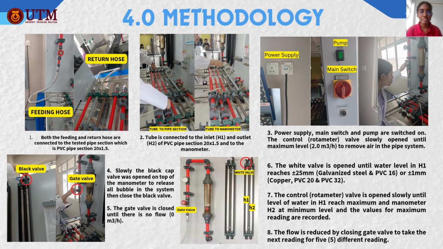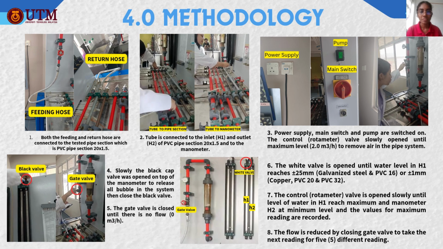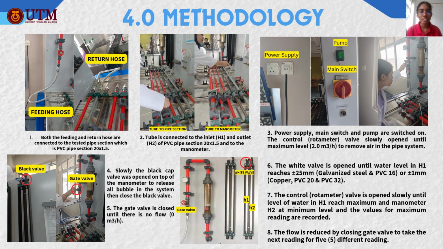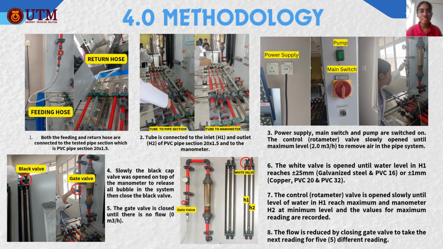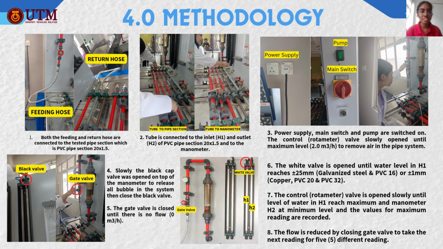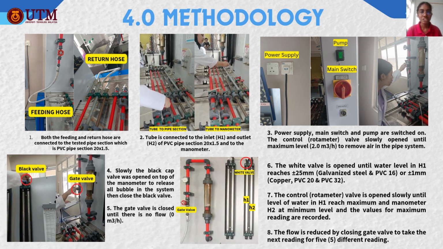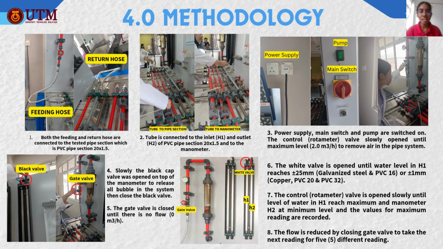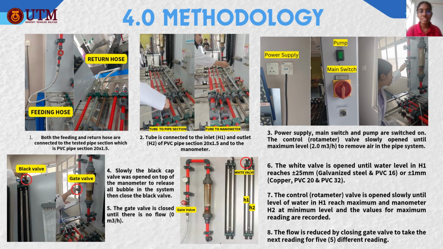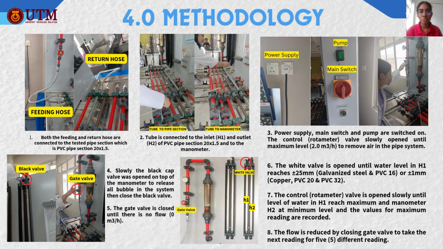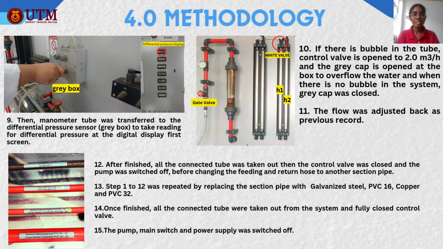Then, gate valve is closed completely. White valve is open until water level in H1 reach plus or minus 1 mm. The control valve is open slowly until water level in H1 reach maximum and H2 is minimum. The readings are recorded. The flow is reduced progressively by closing gate valve, and 5 different readings were recorded. Then manometer was transferred to gray box. The water flow was adjusted back as previous record to record the differential pressure.